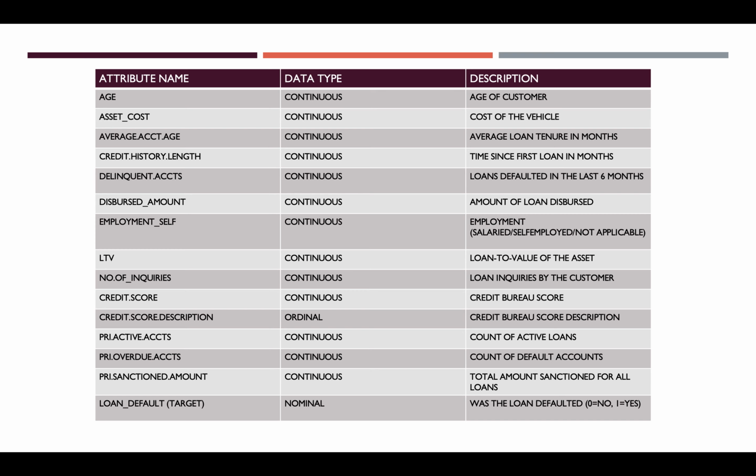the number of active loans in their borrower history, the number of defaulted accounts, also in their credit history, the total amount sanctioned for all loans in their borrower profile, and again, the dependent variable, the loan default, which is 1 meaning they did default, or 0 meaning they did not default.